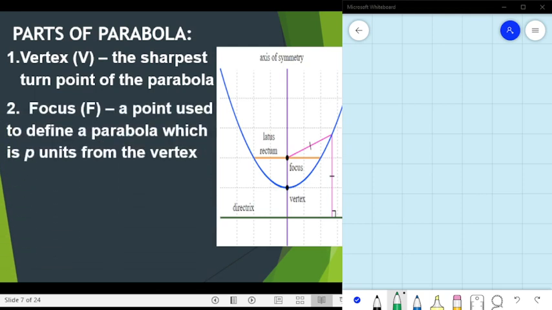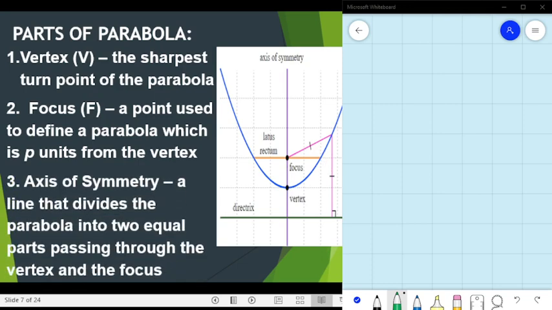The next one is the focus. It is a point used to define a parabola which is p units from the vertex. The focus is placed inside the parabola. So, it is p units from the vertex to the focus.